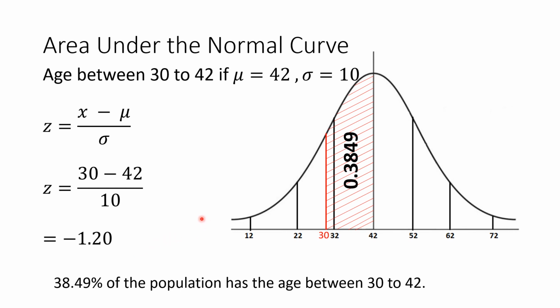So that is how we determine the z-score, the area using the table, and how to use area as probability using the area under the normal curve. So thank you very much for watching, and see you for part 2 of this discussion on how to get the area under the normal curve and how to use it as probability.